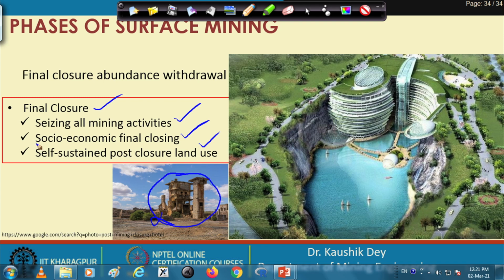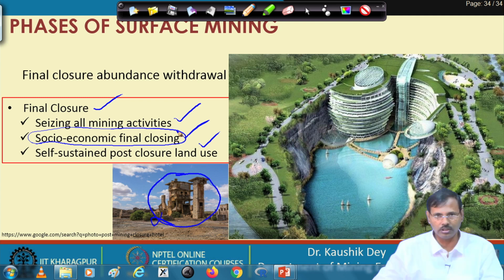Then the socio-economic final closing is very, very important, which I have discussed in the last slide also. The local people, we have uplifted their lifestyle, we have given some job opportunities, and other employments are there. Socio-economic closing means we have to give some source of sustainability to this community, so that the mining can be withdrawn in a positive way. Say suppose there is a village whose lifestyle was uplifted during the mining; they are now habituated to televisions and smartphones.